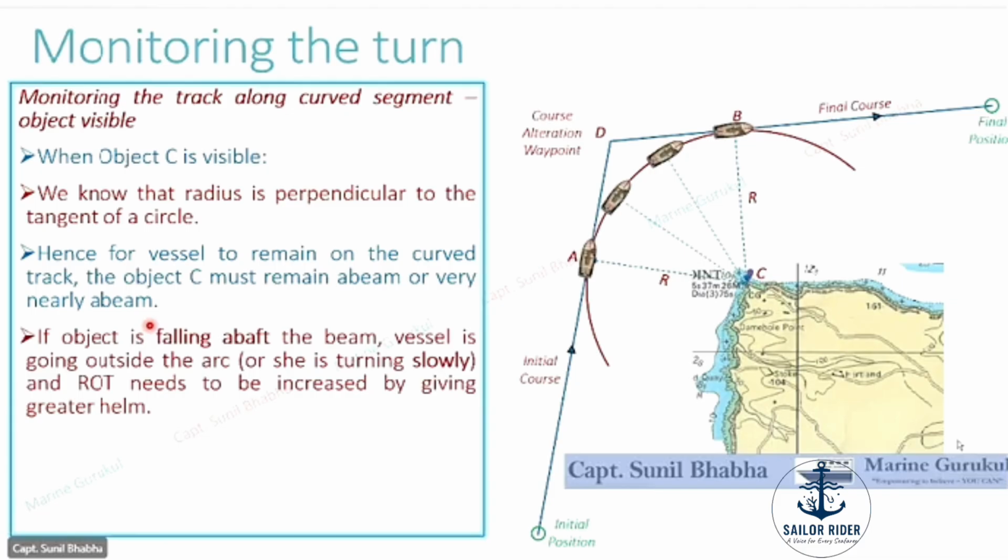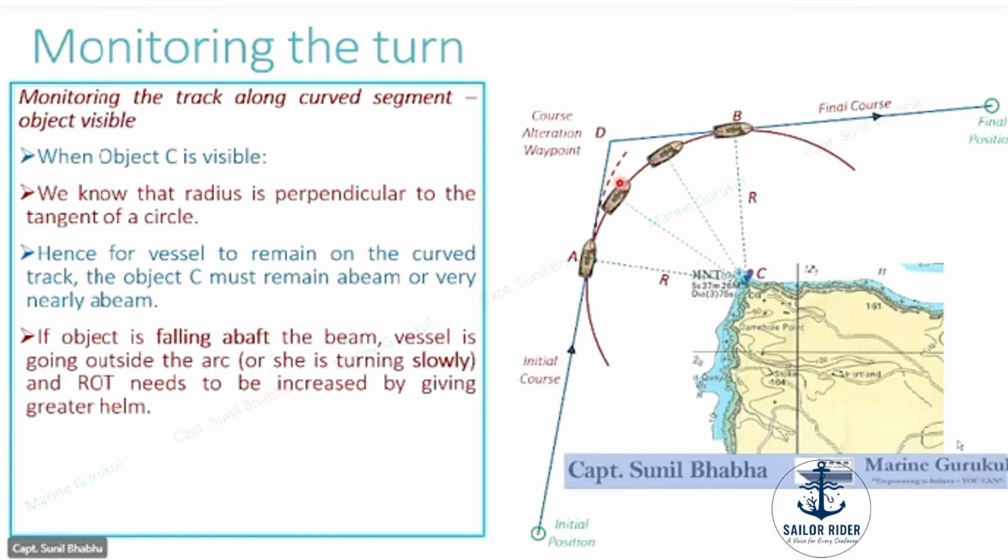Now during the alteration, if at any time you observe that the object is no more abeam and it has now started falling abaft of the beam, this means that the vessel is going outside the arc or the vessel is turning slowly. Let me show you this in the diagram. If the lighthouse starts to fall abaft the beam, it indicates that the vessel is not moving on the planned arc but moving on this particular dotted line track.